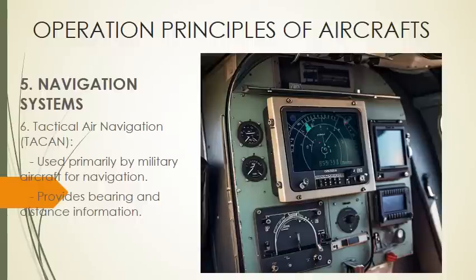Next is the tactical air navigation. TACAN, the tactical air navigation. What's its function? It is used primarily by military aircraft for navigation. It provides bearing and distance information. So the tactical air navigation is used majorly by military aircraft, and as with the others that I've been talking about, it is for navigation. It provides bearing and distance information about the aircraft. For military aircraft, navigation is very, very important. That's why some of these additional systems are there, which normally may not be in commercial aircraft.